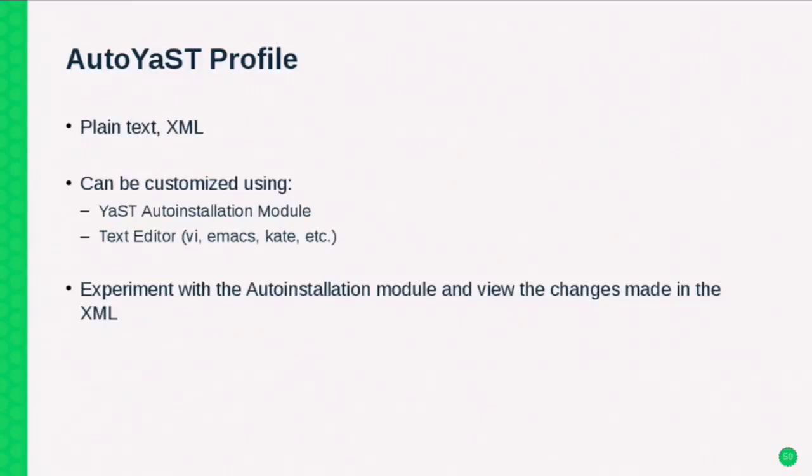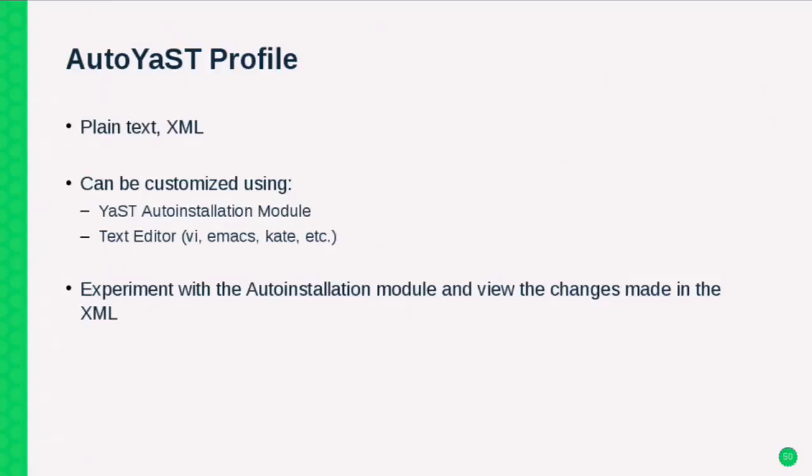The AutoYaST profile, once you save it, is a plain text XML file. If you don't like the graphical clickable editor, especially advanced users often prefer to edit it like a text file. They can use any text editor. You can merge templates which you have already created for this purpose for different kinds of systems, and you should reach the profile which will suit what you want to have as the system.